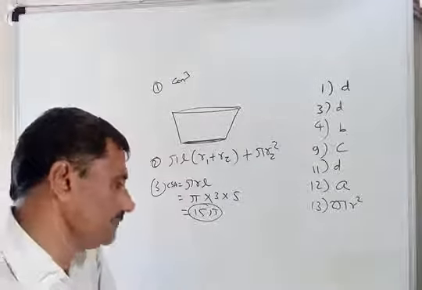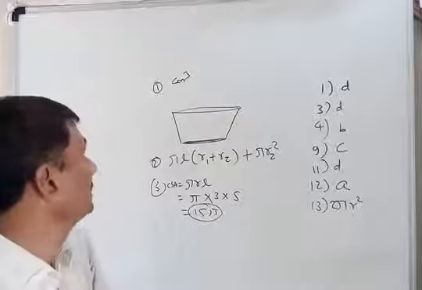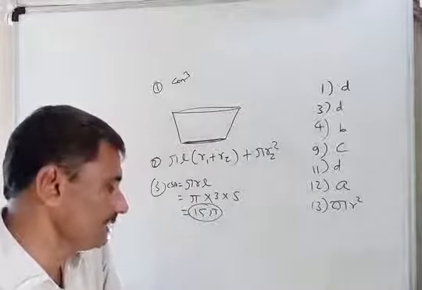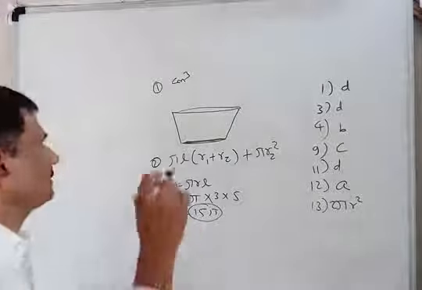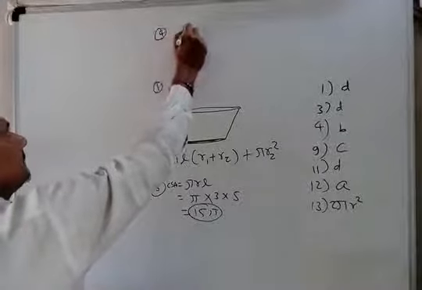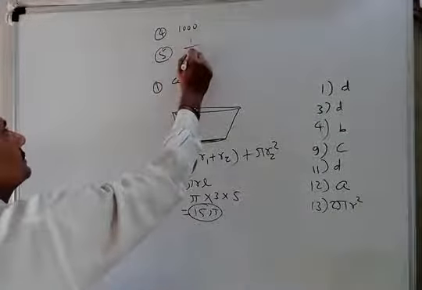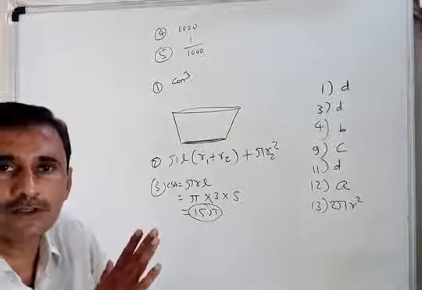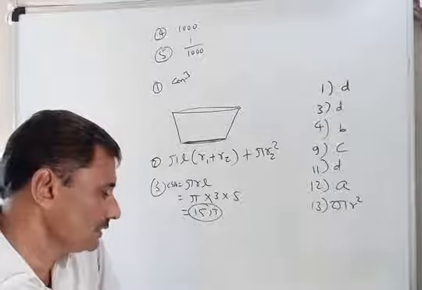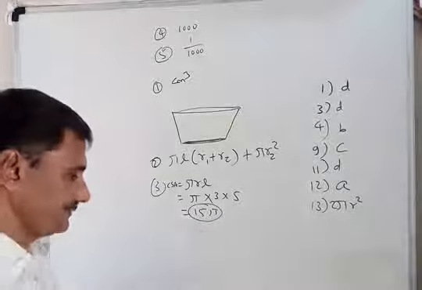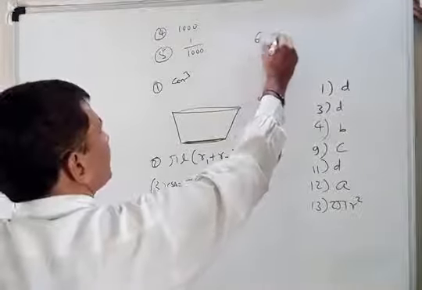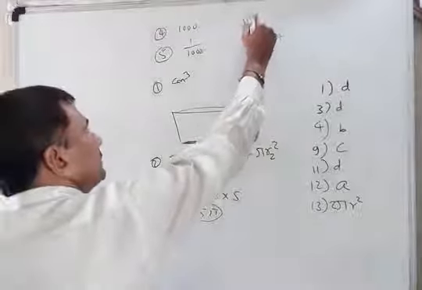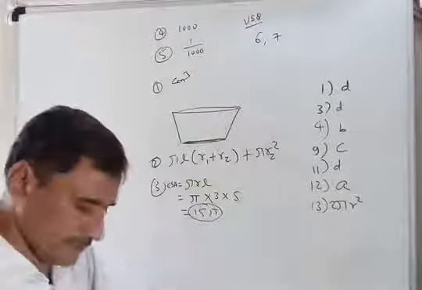Now number 4, this is repeating: 1 meter cube is equal to 1000 liter. I wrote it just ahead of this section. 1 centimeter cube is equal to 1 upon 1000 liter. So number 4 is 1000 and number 5 is 1 upon 1000. You just have to learn it and remember it. Now 6 and 7 are in homework. That section is VSQ. Actually, VSQ is not given as a heading, but VSQ means very short question.